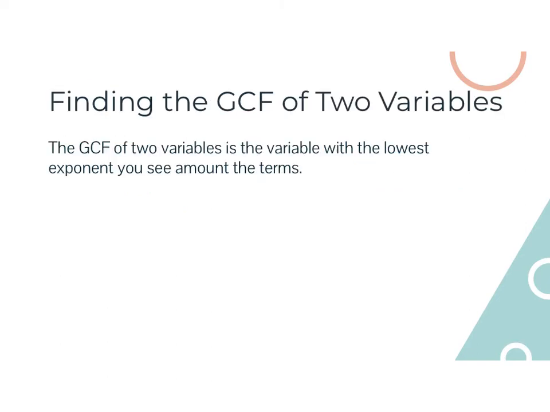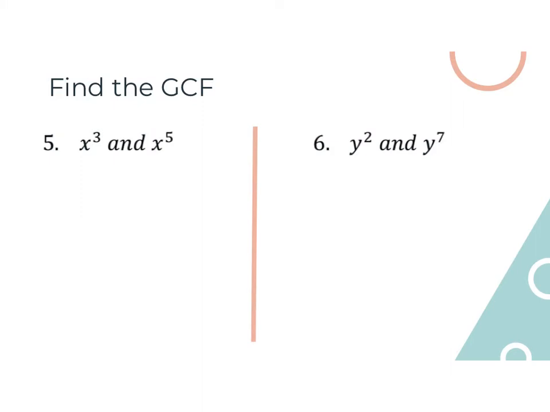Now, we can also find the GCF of two variables. When we are looking at the GCF of two variables, we look at the variables they have in common, and then the one with the lowest exponent is your GCF. So you kind of have to think of the exponent as the number of factors of that variable that are in that term. So let's just talk about it in terms of x to the third. X to the third is the same thing as x times x times x. X to the fifth is the same thing as x times x times x times x times x. Okay, so I have 3 factors of x, and then I have 5 factors of x.